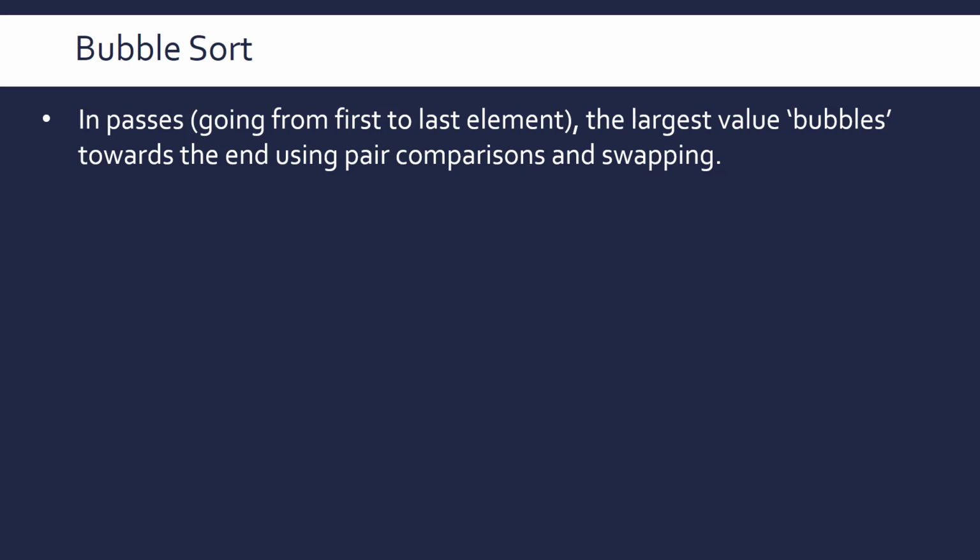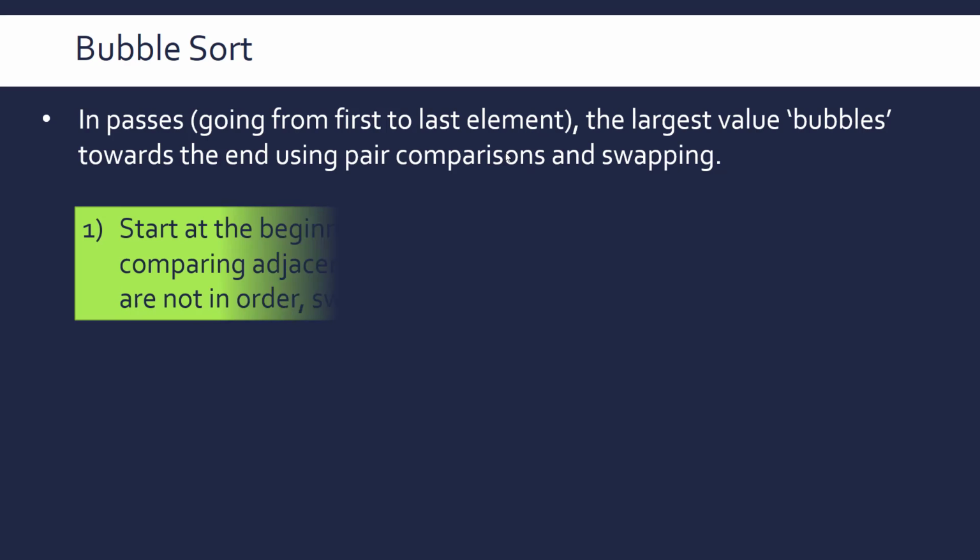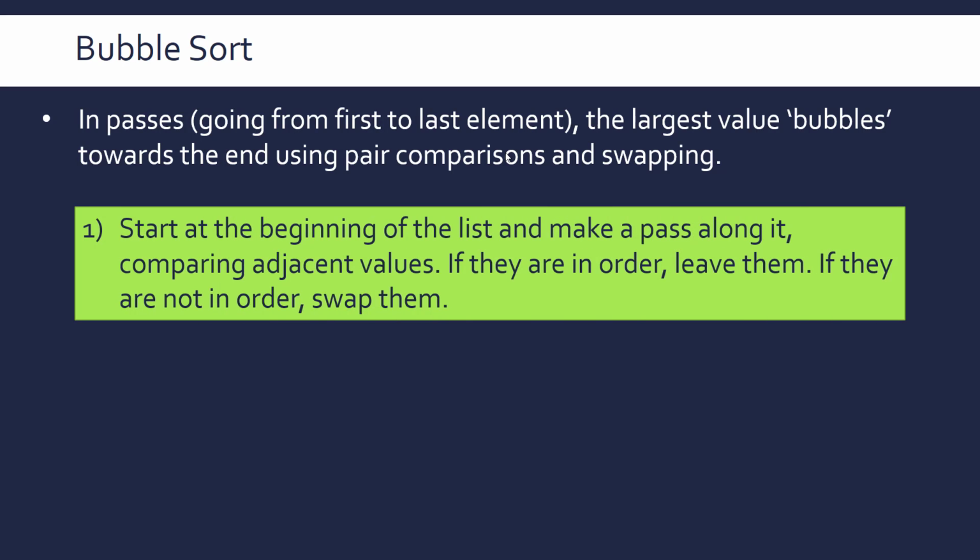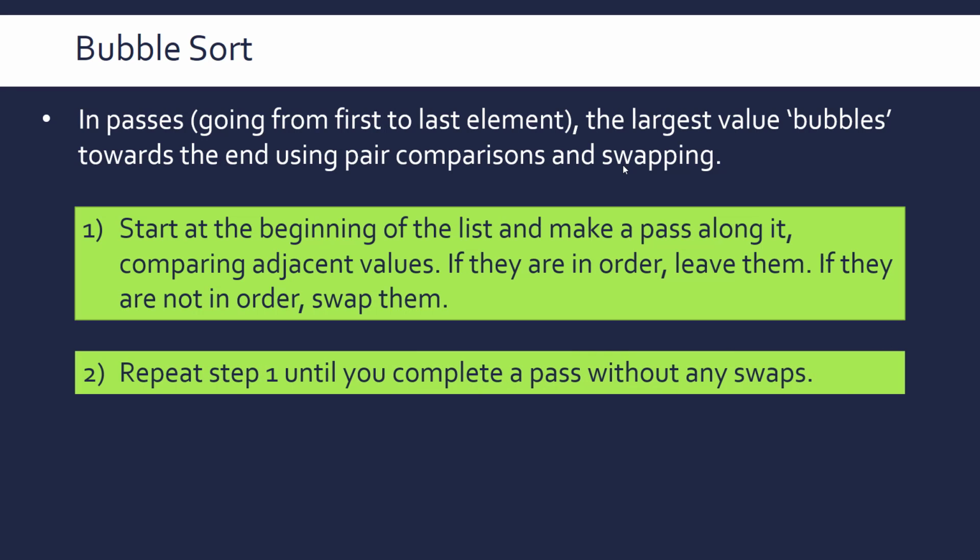So that won't make sense necessarily right now. I'll show you an example in a second. The way this works is you start at the beginning of the list and make a pass along it, comparing adjacent values. If they're in order, you leave them. If they're not in order, you swap them. So this is the pair comparison and swapping if they're out of order. And then you repeat this until you complete a pass without any swap. This is just for one pass, and you repeat until you don't have to swap anything. But as I say, I'll show you this in a second.